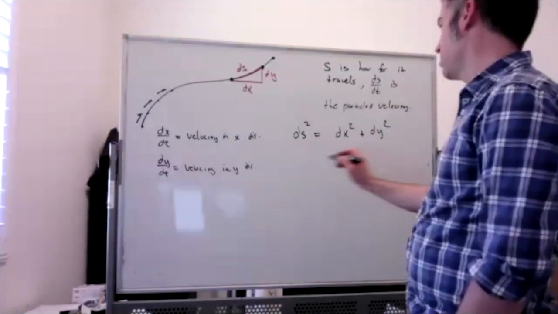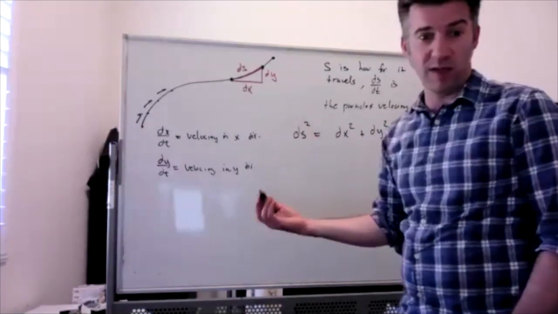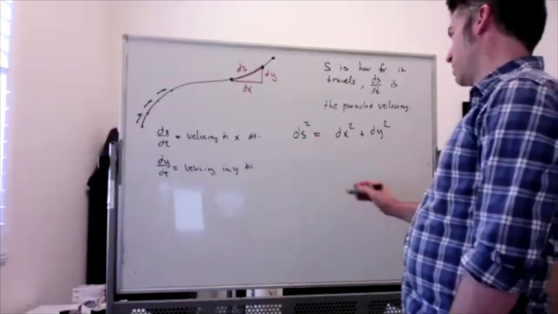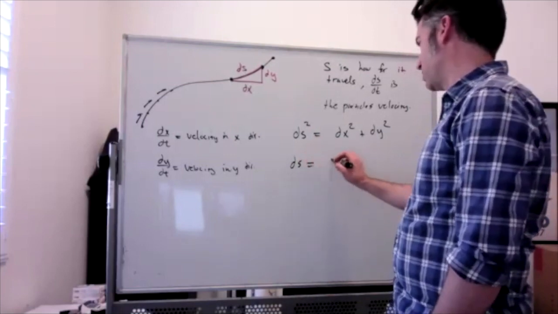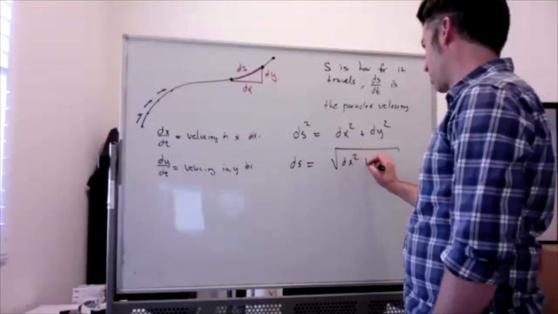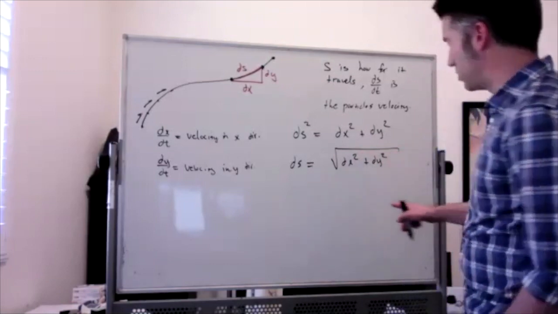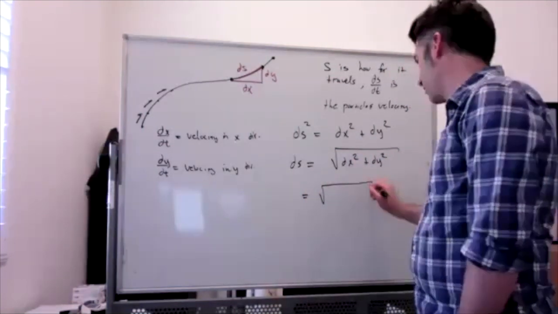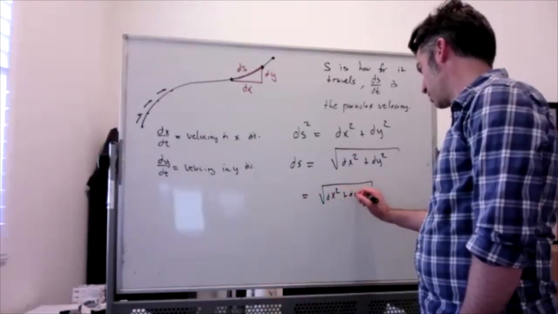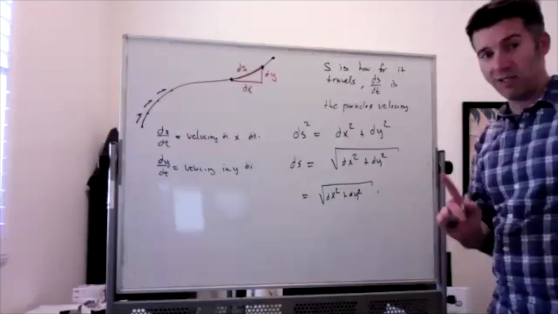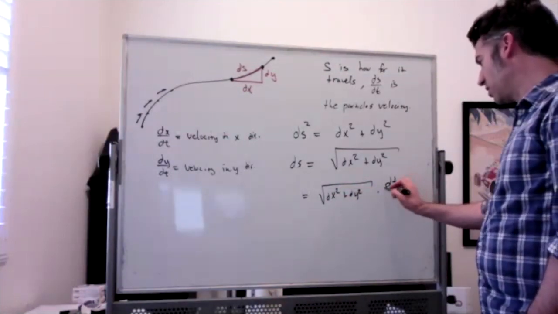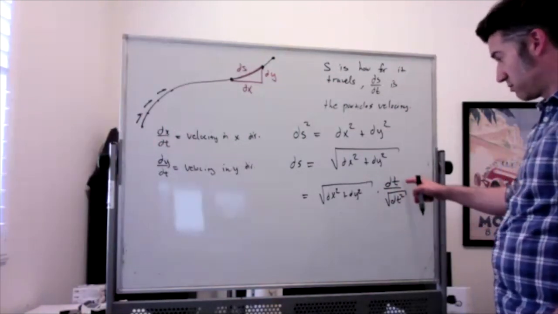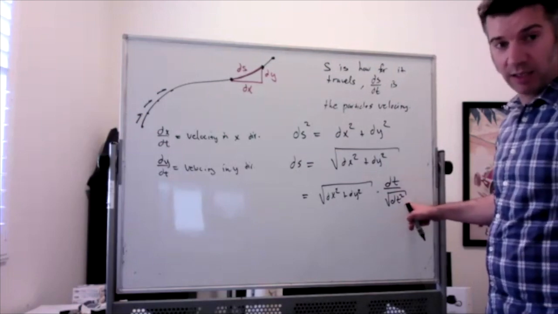Or you can just say (ds/dt) squared equals (dx/dt) squared plus (dy/dt) squared. I kind of like doing it this way, because then we can take the square root of both sides. Say ds is equal to the square root of dx squared plus dy squared. And then I'm really just going to multiply by 1. So this is the square root of dx squared plus dy squared times, now watch this, dt over the square root of dt squared. Same thing, dt is positive.